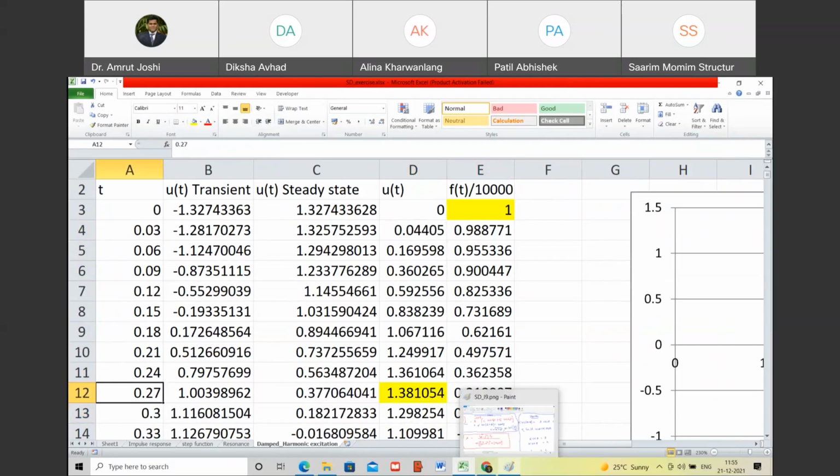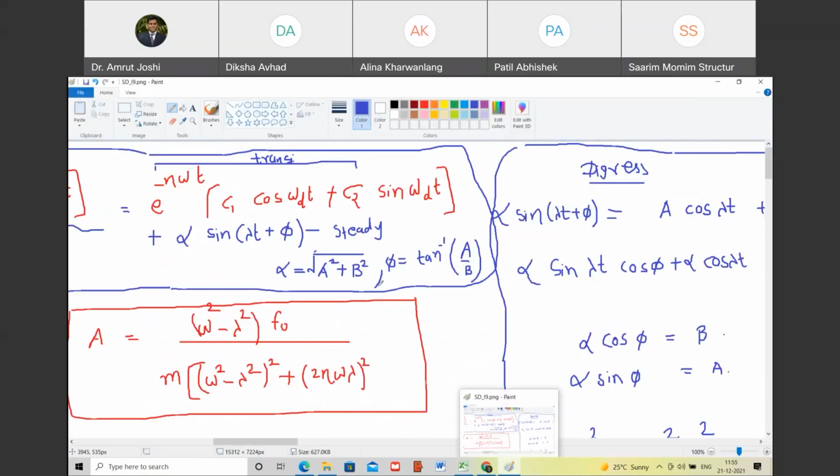First maxima of force is at 0 second. First maxima of response is at 0.27 seconds. What is the difference between them? 0.27 seconds. Are you with me? And that difference is on account of phi. This is on account of this. First of all, it is sine function, and second, there is a phase difference phi.